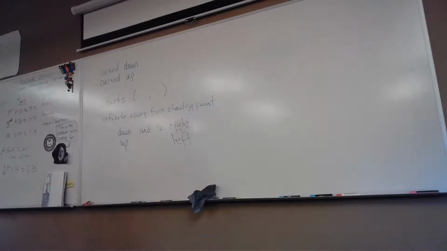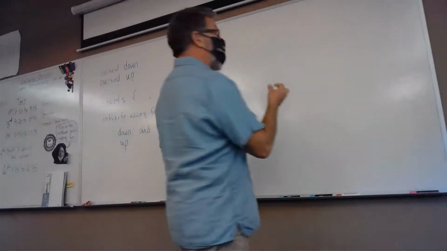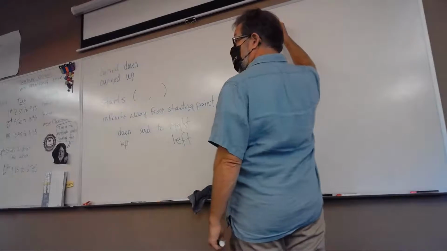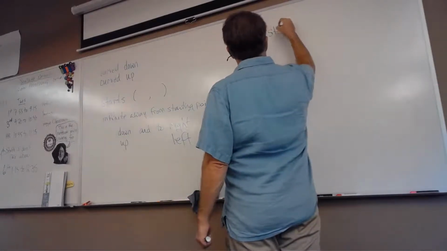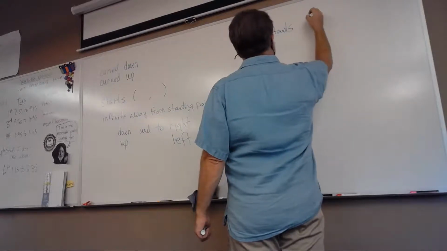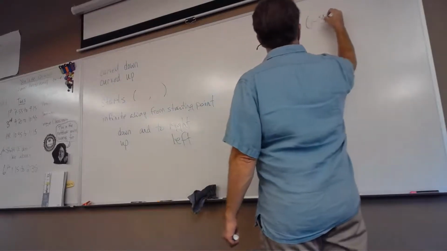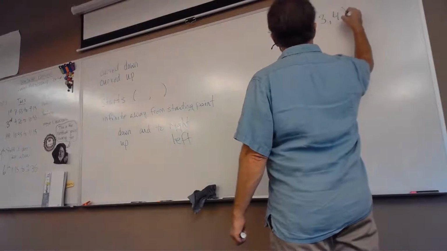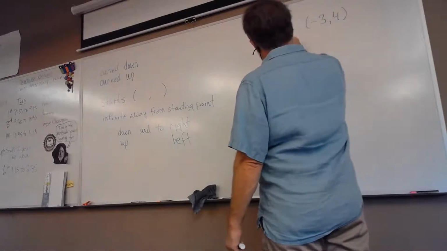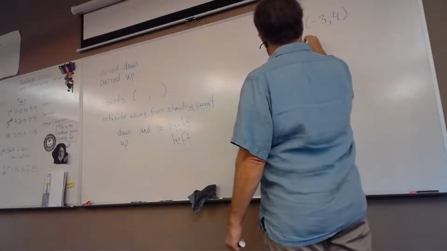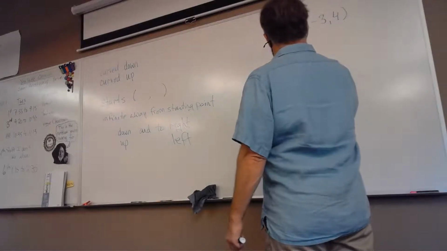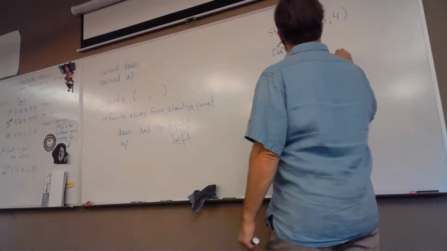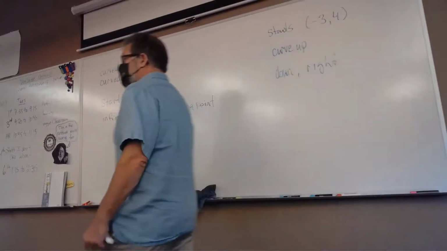I want everybody to sketch the following graph. On your paper, rough sketch, doesn't have to be super accurate, starts at -3, 4, curve up, goes down to the right. Draw a sketch that starts there, is curved up, and goes down and to the right.